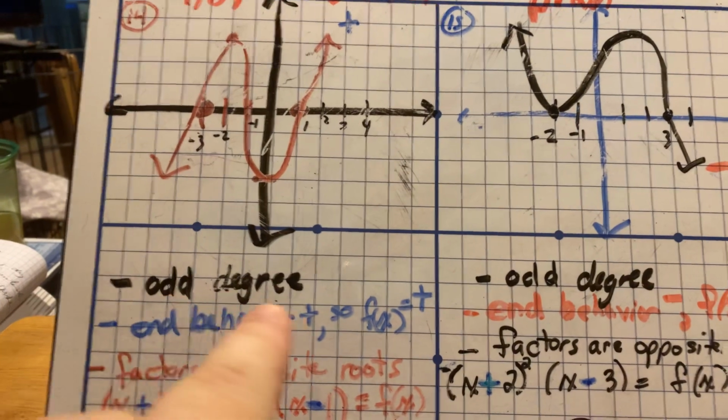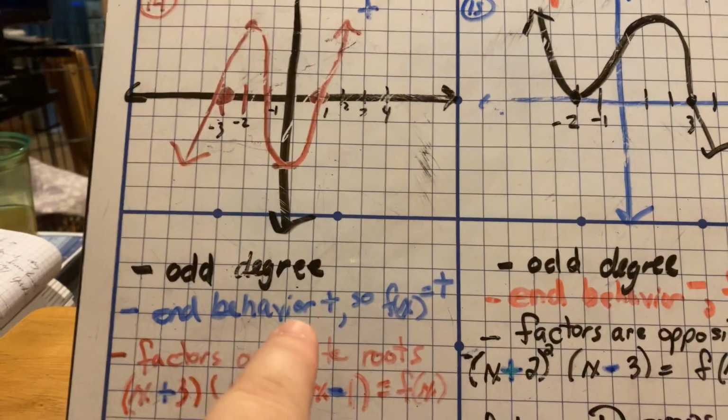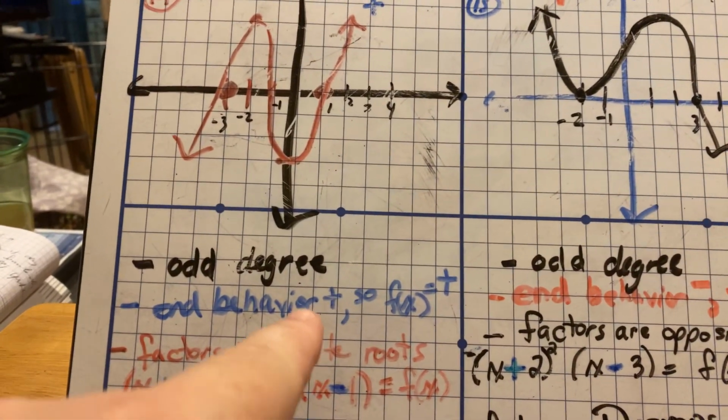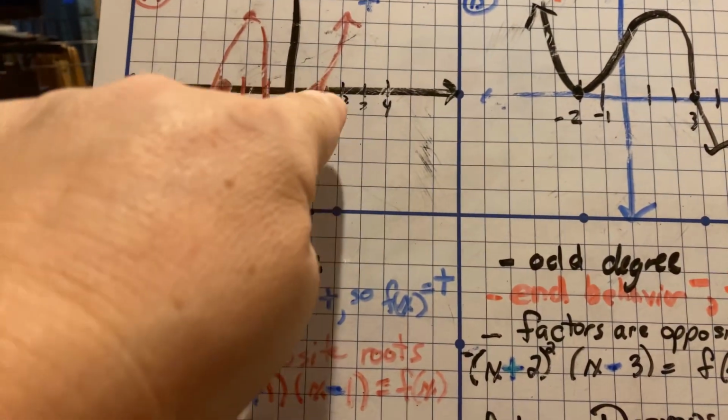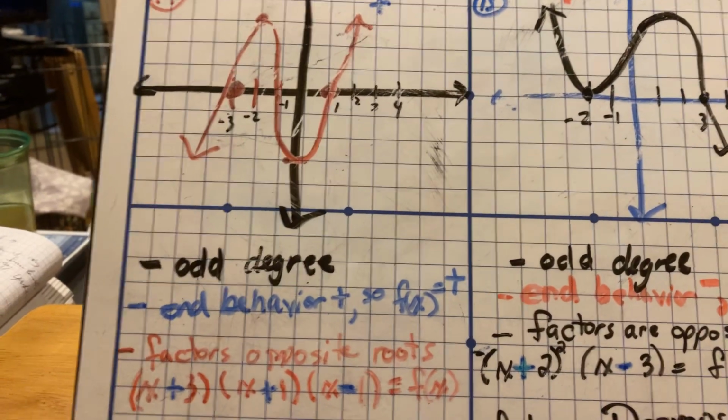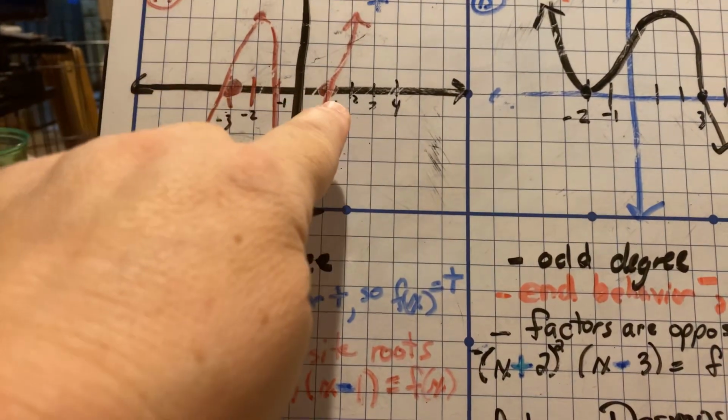So what do we know? It's an odd degree. The end behavior is going to be in opposite directions. Okay. And what else do I notice? We have 3 x-intercepts. One occurs at -3, at -1, at +1.